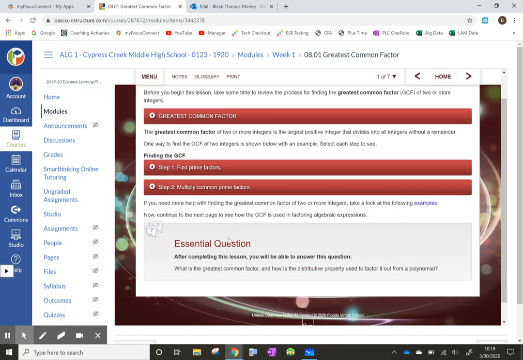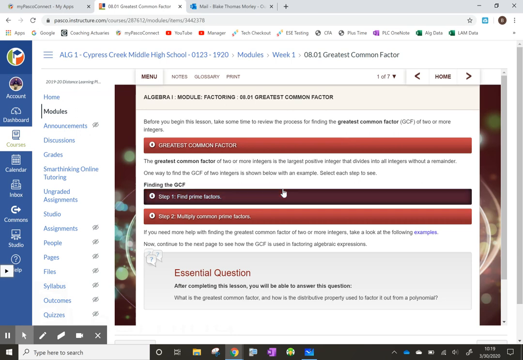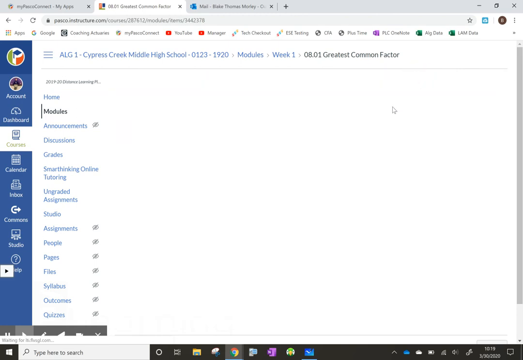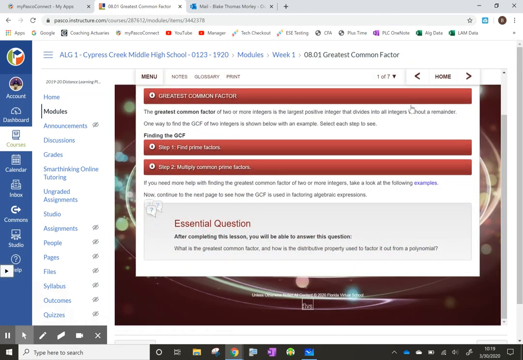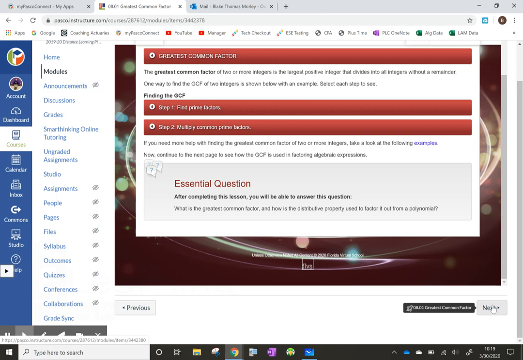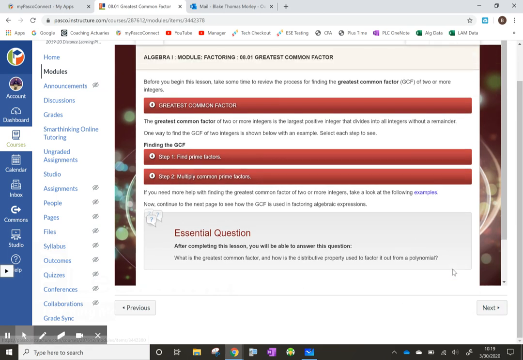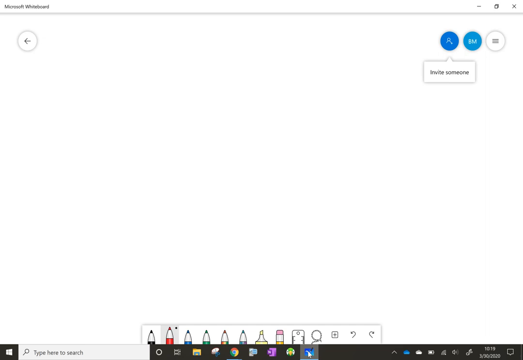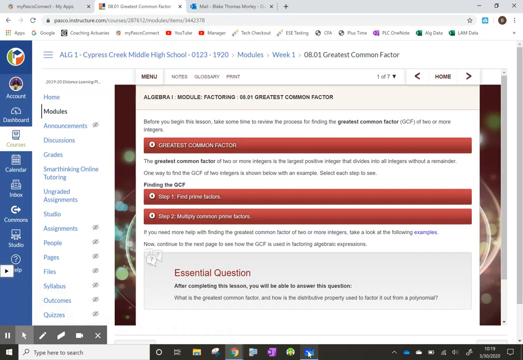So first, just how we navigate this. Here's the lesson, and the arrows on the top right again are going to be how we scroll through the lesson. And there's going to be 7 pages of it. Right, once we're done with that lesson, then we'll click next. And when we go to next, you can see it's going to take me to the quiz, the 10-question quiz that I just showed you. But we obviously don't want to do that yet. So let's go through the lesson together. I've got my whiteboard open here so we can work some problems out together.